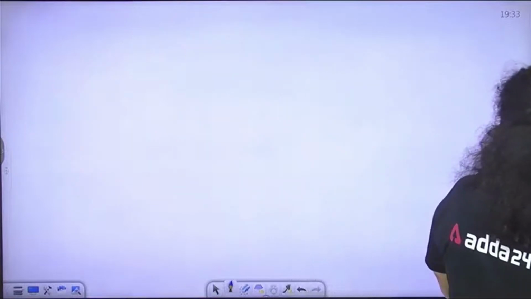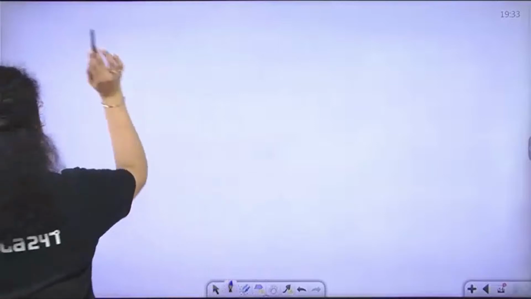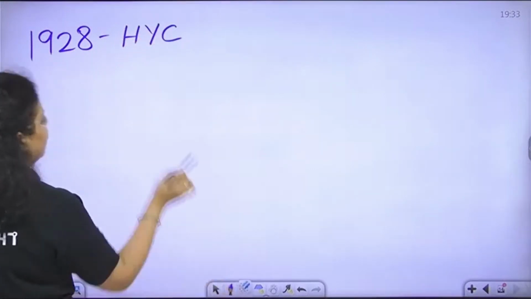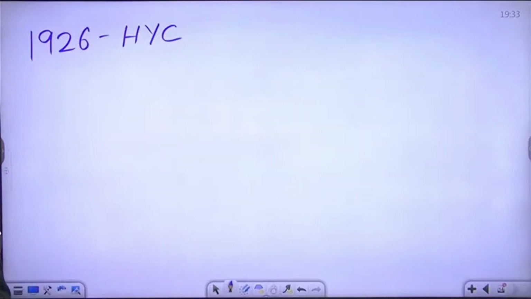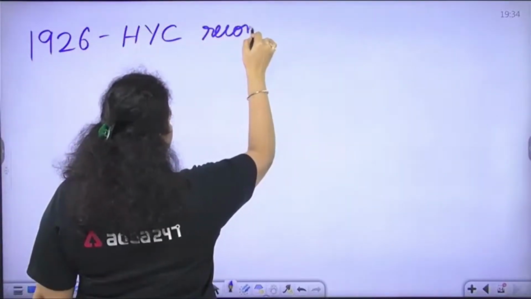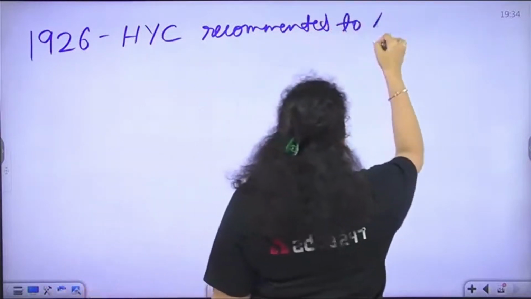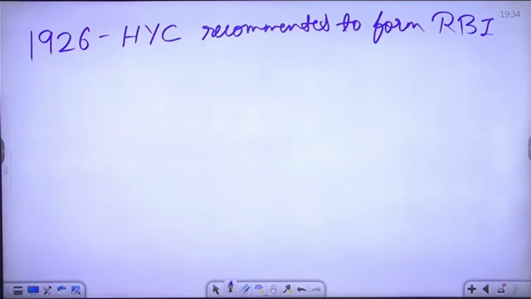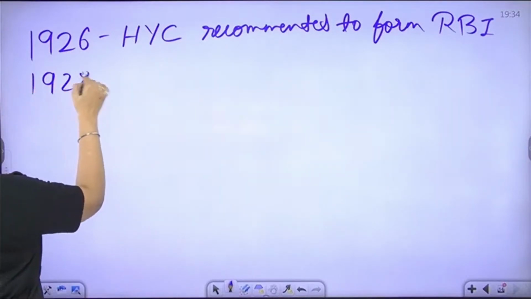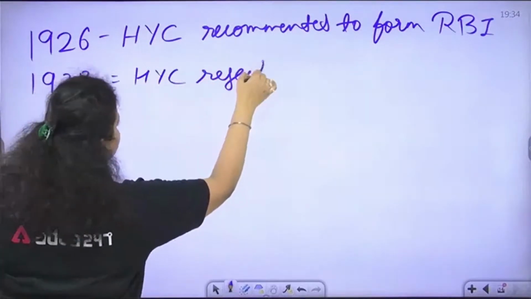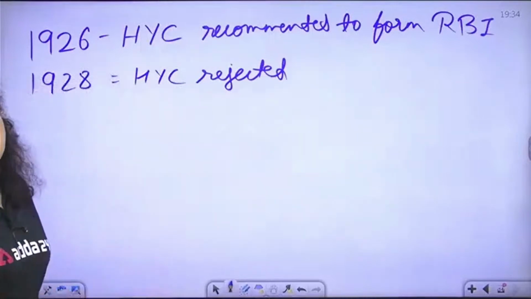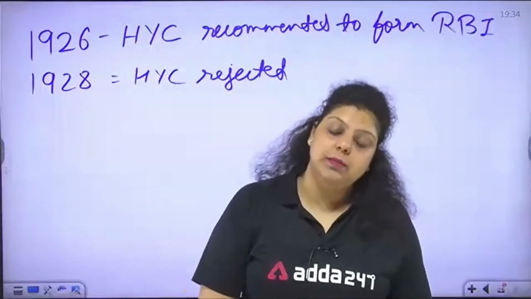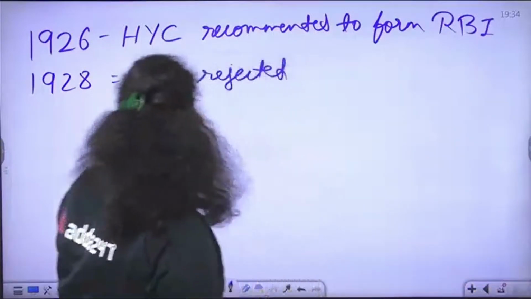Okay, RBI has a very interesting history. In 1928, the Hilton Young Commission came, or before that, I can say in 1926, the Hilton Young Commission first recommended forming RBI. So the establishment of RBI was first talked about in 1926, but in 1928 this Hilton Young Commission was rejected. The full form is written in the PDF, so I'm not writing it on the board. The full form of HYC is Hilton Young Commission. It is also known as the Royal Commission on Indian Currency. Both are the same. So it was rejected.